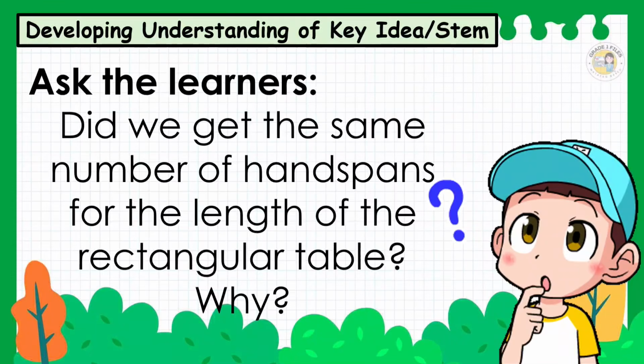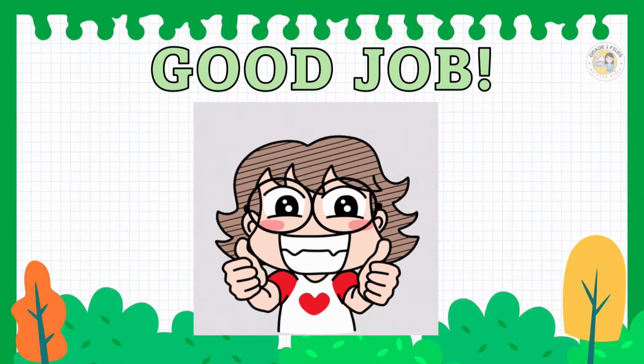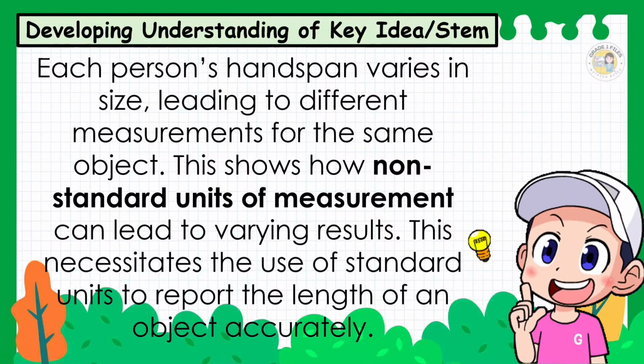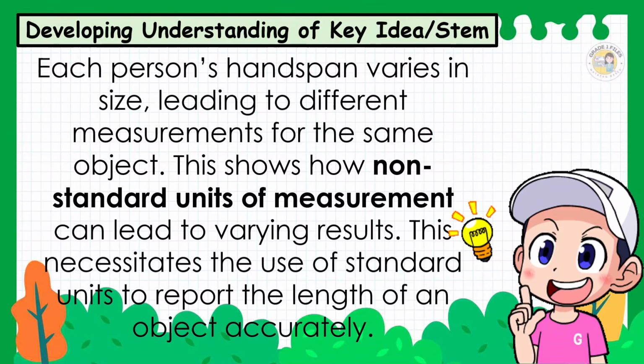Students, did we get the same number of handspan for the length of the rectangular table? Why? Each person's handspan varies in size, leading to different measurements for the same object. This shows how many non-standard units of measurement can lead to varying results. This necessitates the use of standard units to report the length of an object accurately.